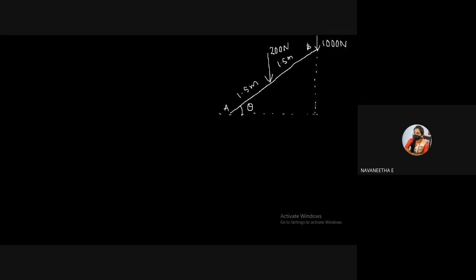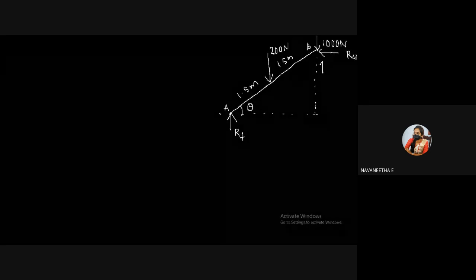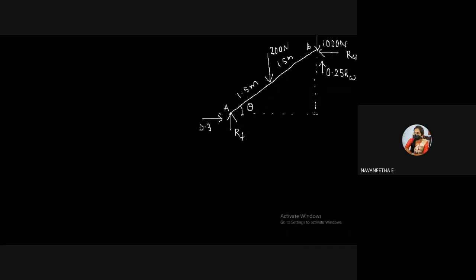So we know obviously there is a reactional force between the walls, that is, in contact surfaces. That is, point A is in contact with the floor. So it is RF and here it is RW, same as that of the previous one. So here the frictional force is 0.25 RW, right? And here it is 0.35 RF.